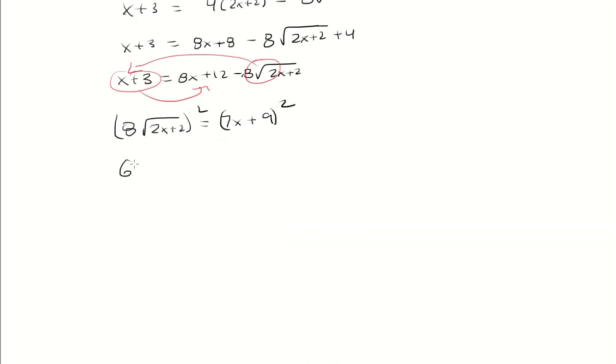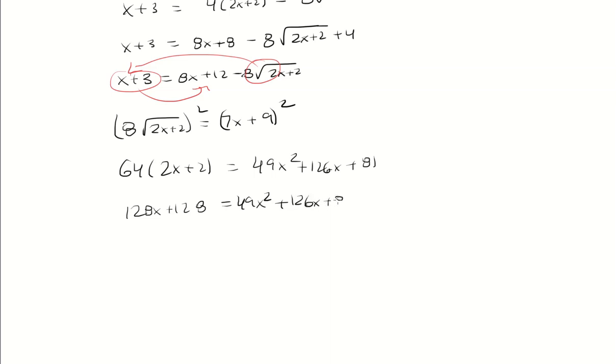8 squared is 64, the square root goes away, and then we have 49x squared plus 126x plus 81. Let's distribute the 64 as 128x plus 128. And I'm going to choose to bring everything to the right side by subtracting. So it's 49x squared minus 2x, and then that's minus 47 equals 0.